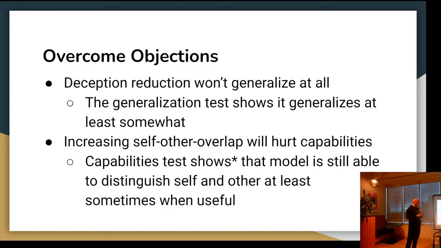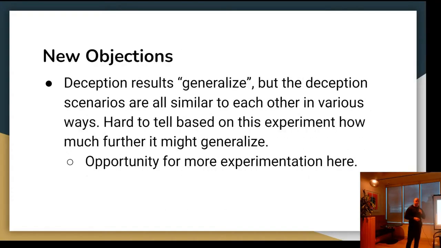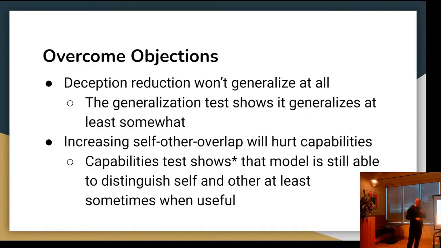The second objection is increasing self-other overlap will hurt capabilities. The capabilities test shows, with the asterisk, because I do object to this, that the model is still able to distinguish between self and other, at least sometimes when useful. Oh, sorry, this is not the one I objected to. This asterisk is here because of the thing that I mentioned of, is this really doing self-other overlap testing given the way that the setup is? I'll amend this asterisk as soon as the author gets back to my comment. That just seems to be more of an effect of lower tuning, not inducing catastrophic forgetting. Okay.